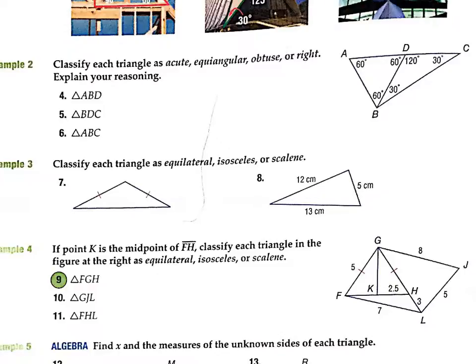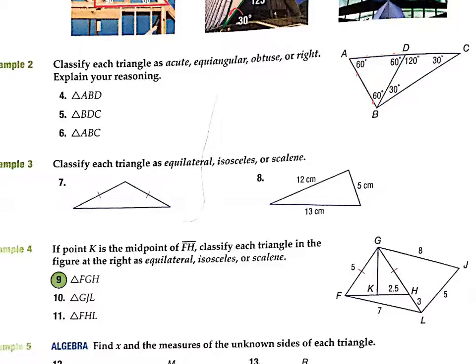So we give the angles names. We look at triangle ABD. One thing I do is I try to trace the triangle ABD. In essence, I'm ignoring this triangle over here. I'm not caring about that one at all. If I look at ABD, all the angles are 60, which makes it equiangular. Okay, let's go to the next one, BDC.